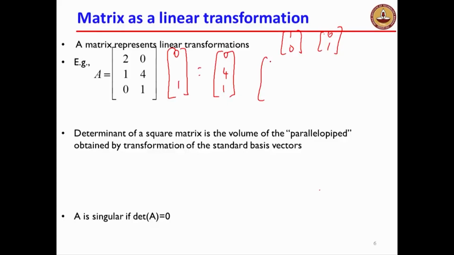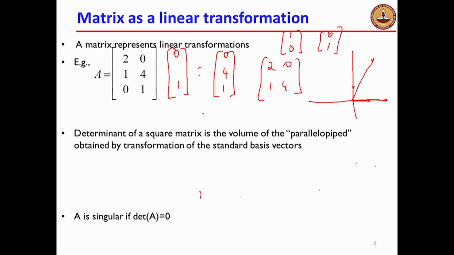So this is an important idea that we need to keep in mind. If this was a 2-dimensional matrix, 2 0 1 4, what this would mean is that the standard basis vector 1 0 becomes 2 0 after transformation, and the standard vector 0 1 becomes 1 4 after transformation. And for any other vector, if I ask you what happens to it on transformation, I know how to do that.